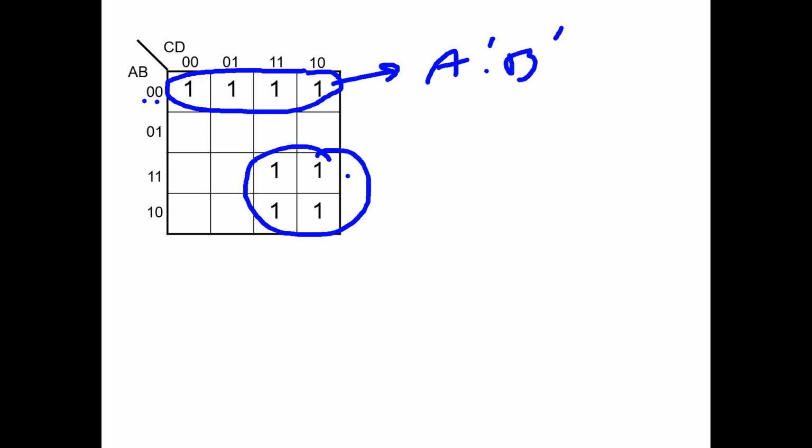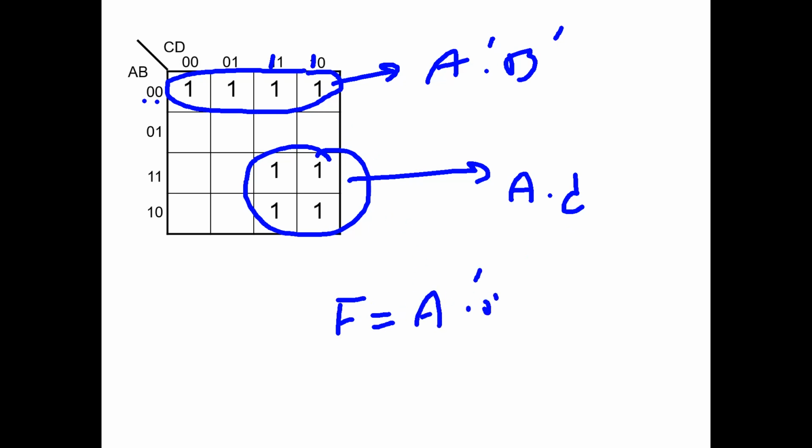How about this one? This one, okay, 4 cells, A is 1, 1, right? B is 1, 0, so B disappears. C is 1, 1, so A and C. D is 1, 0, so D disappears. Then your function is what? A prime, B prime, plus A and C. It's your function in minimal sum form.